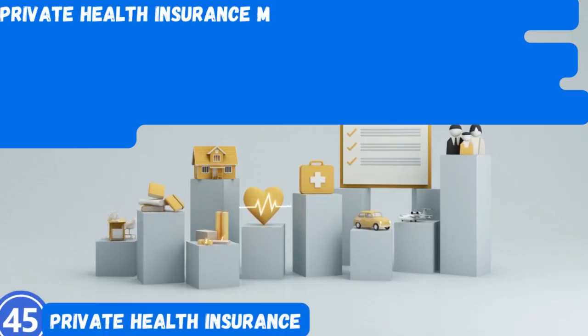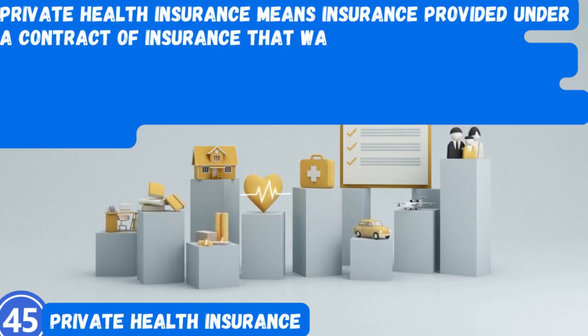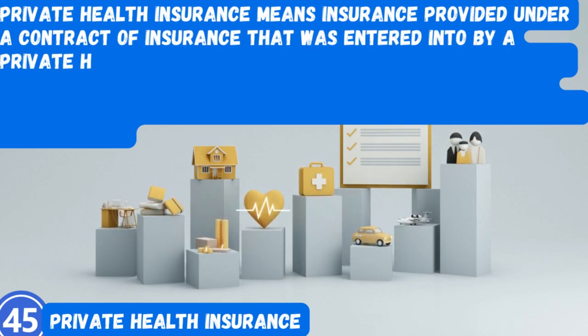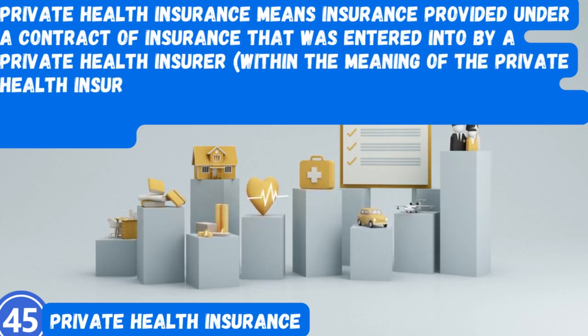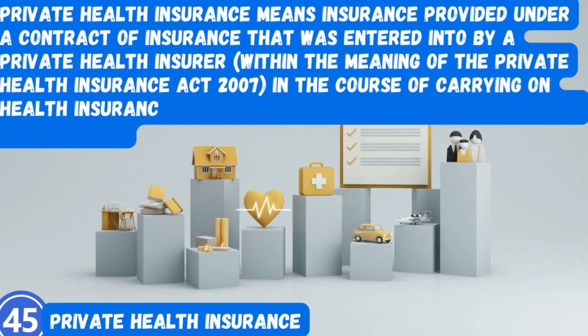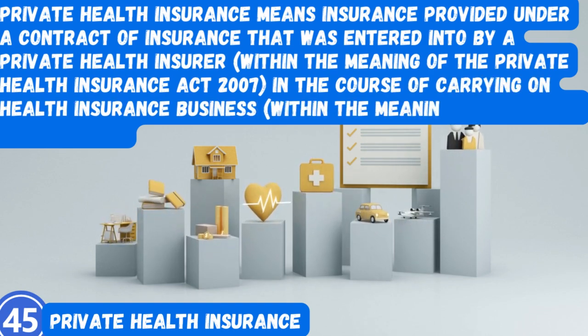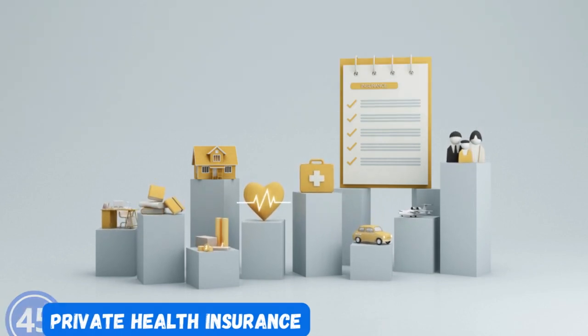Next word. Word number 45. Private health insurance means insurance provided under a contract of insurance that was entered into by a private health insurer, within the meaning of the Private Health Insurance Act 2007, in the course of carrying on health insurance business, within the meaning of Division 121 of that Act.